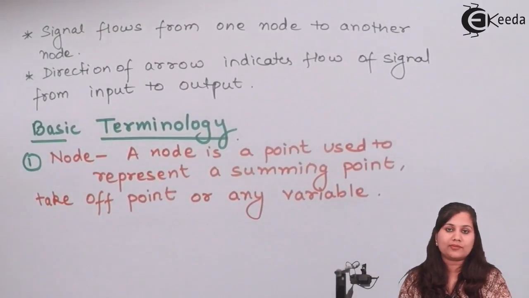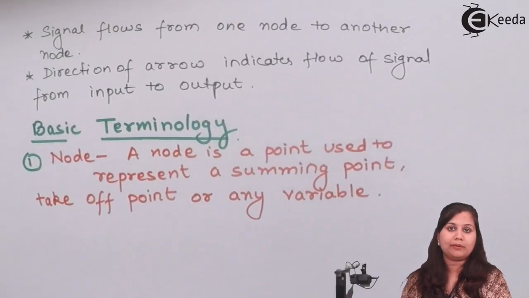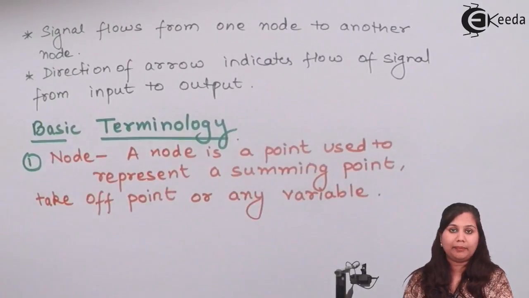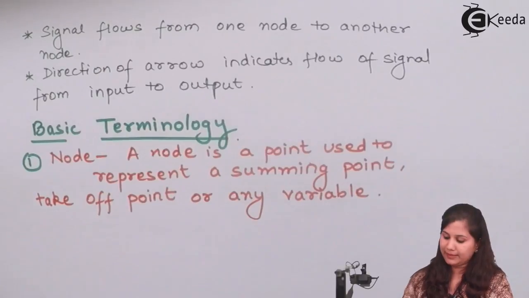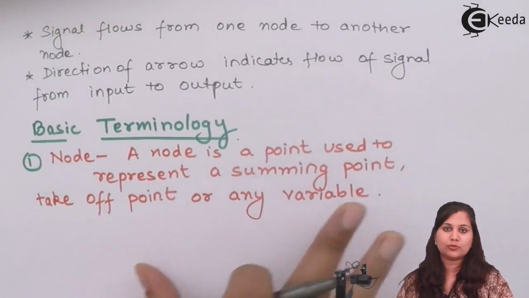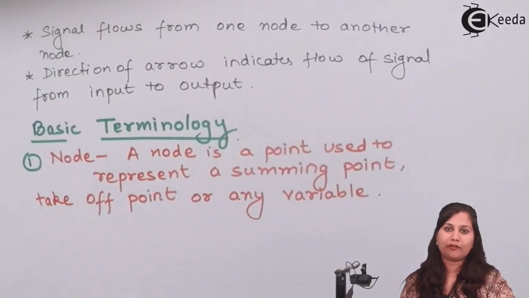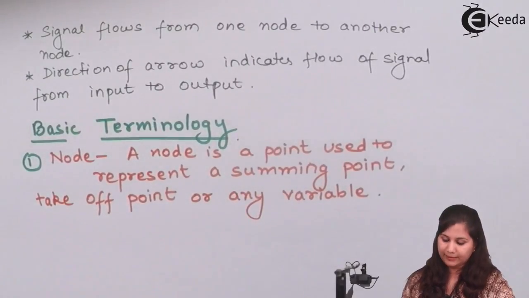When we are converting a block diagram into a signal flow graph, we can replace the summing points, the takeoff points, and any of the variables by nodes. So a node is a point which is used to represent a summing point, a takeoff point, and any of the variables.